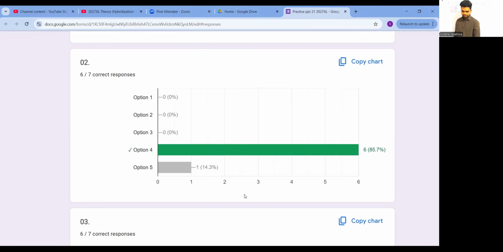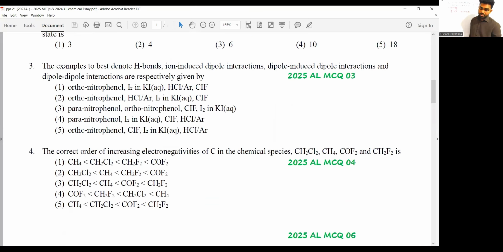Third one. Third question. It's asking which example best denotes H bonds, ion-induced dipole interactions, dipole-induced dipole interactions, and dipole-dipole interactions, respectively. So they're asking H bonds, then ion-induced dipole, then dipole-induced dipole, then finally dipole-dipole. This is a new question, right?